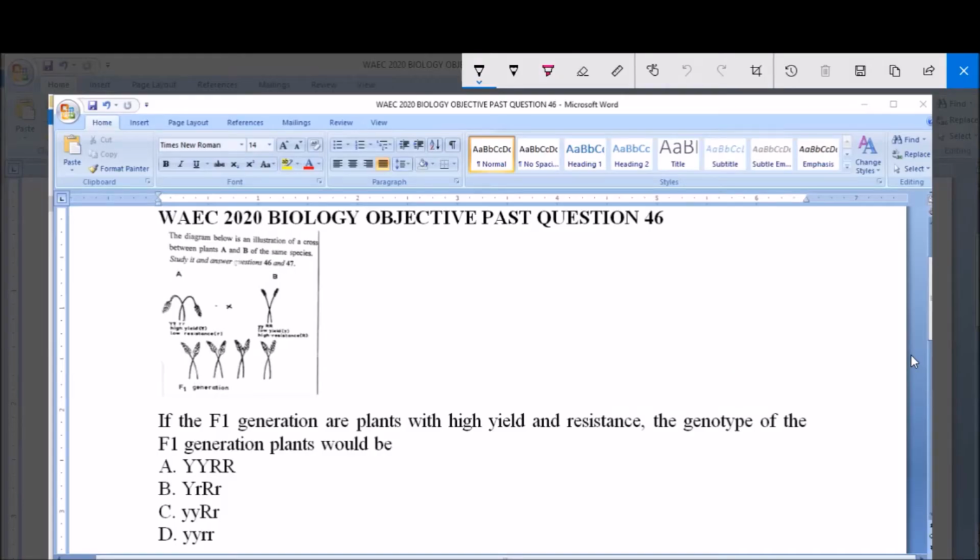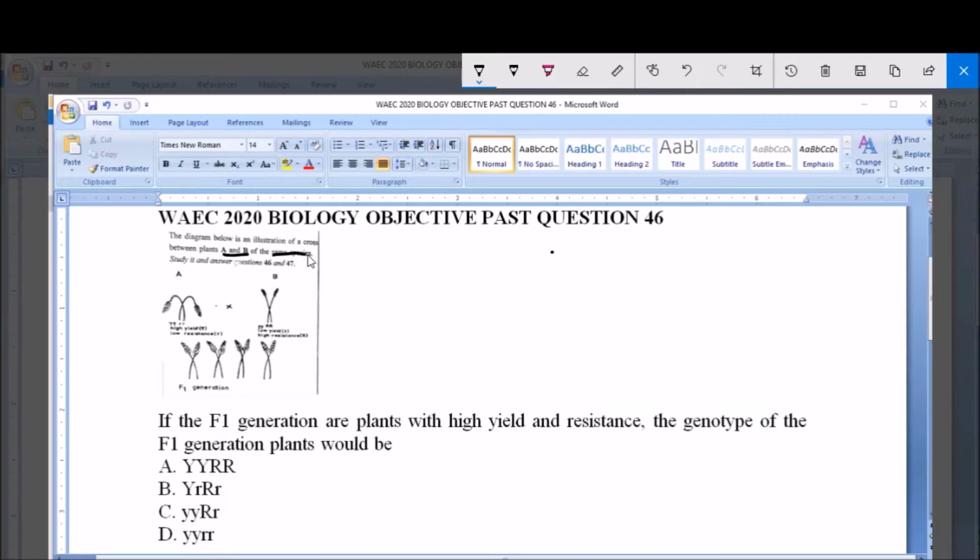Hello and welcome. I will be answering WAEC 2020 Biology Objective Pass question 46. So you have an illustration here of a cross between two plants, A and B, of the same species. So let's use it to answer this question.